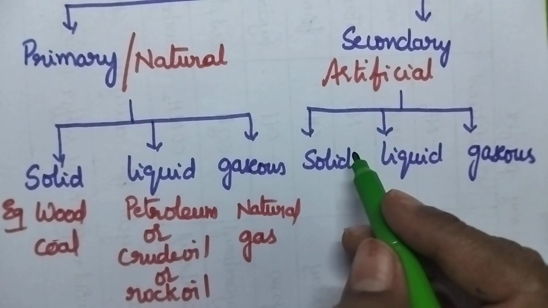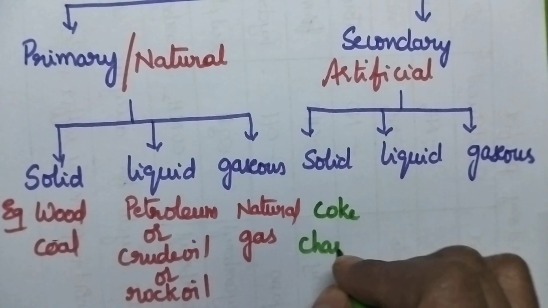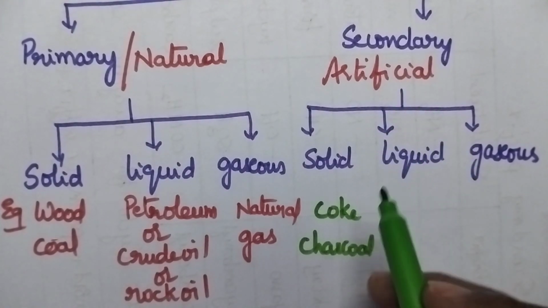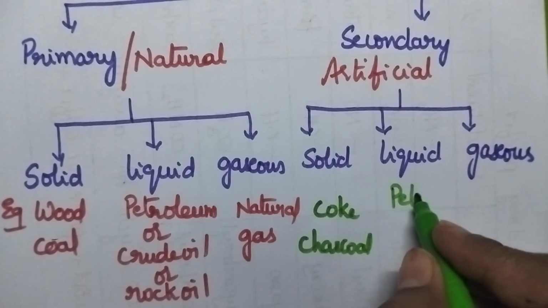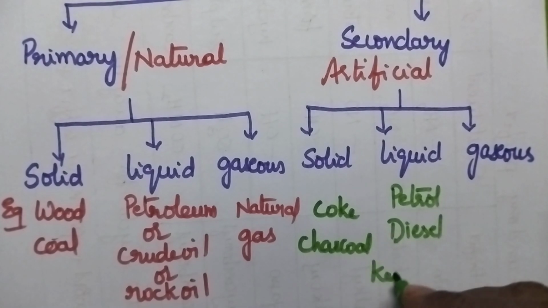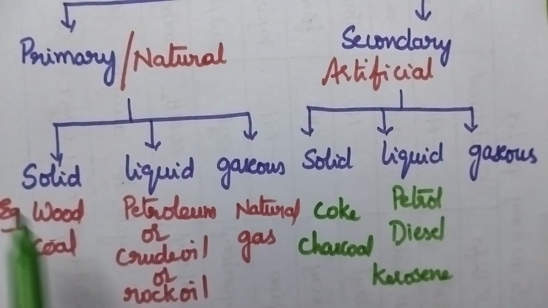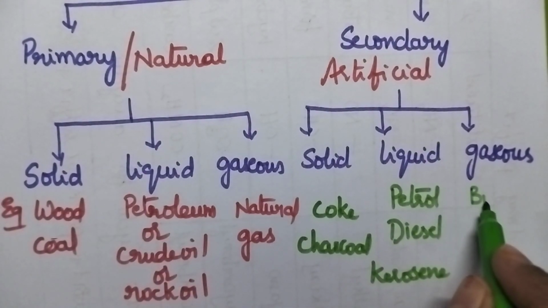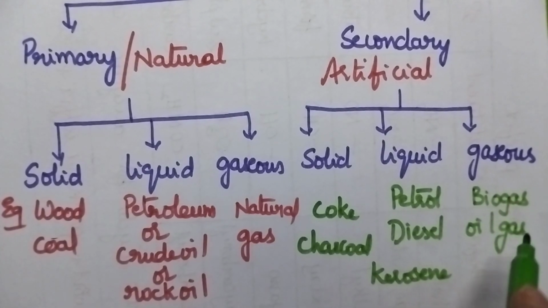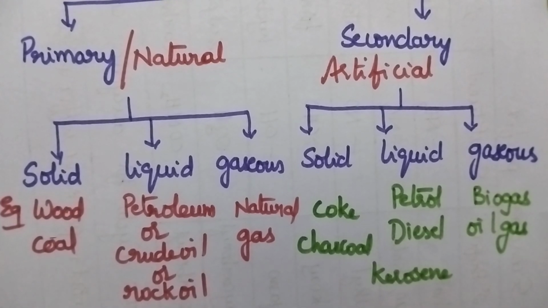Coming to the secondary solid fuels, coke, charcoal are good examples. Coming to the secondary liquid fuels, especially petrol, diesel, kerosene, these are good examples of secondary liquid fuels. Coming to the gaseous fuels, good examples are biogas, oil gas, etc. This is about the classification of fuels.